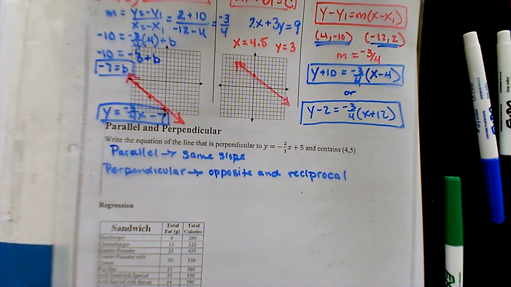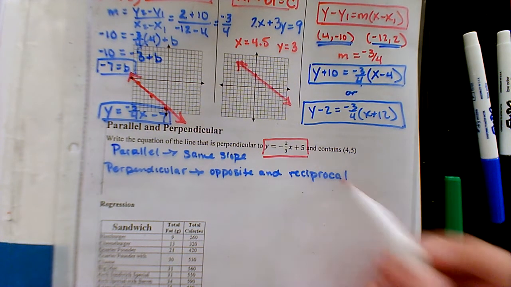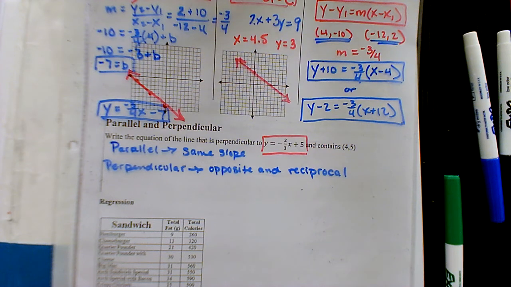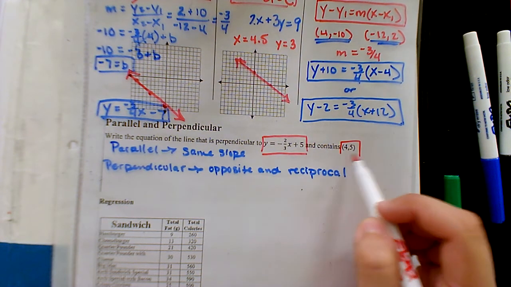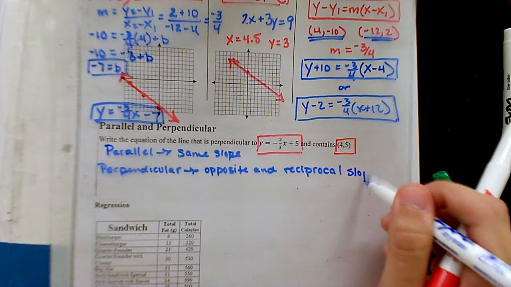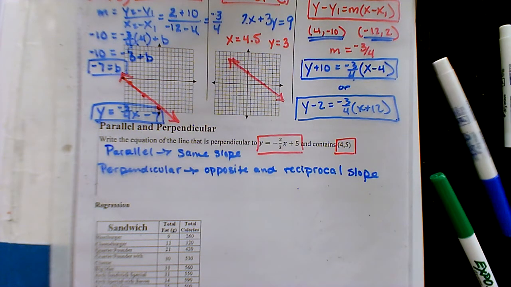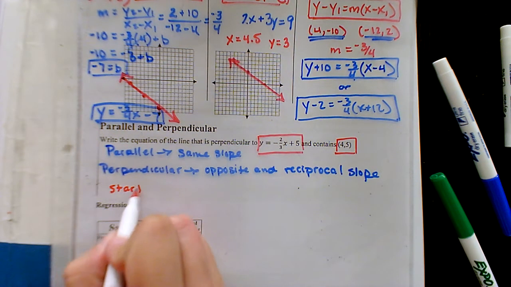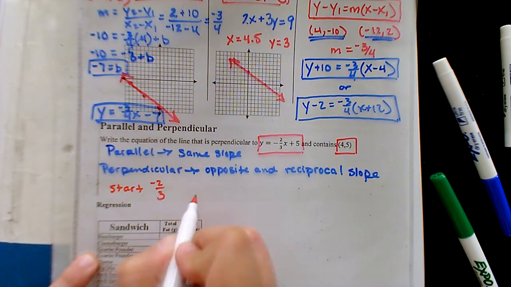All right, so let's check out our example here. Write the equation of a line that is perpendicular to this one and contains the point 4, 5. Okay, so we know we have to go through this particular point. Let's see if we can calculate this perpendicular, opposite, reciprocal, I forgot to write in the word slope. Okay, so what's the slope of this beginning line that we have? Elsie, yeah. -2/3. Okay, so we're starting with a slope of -2/3.